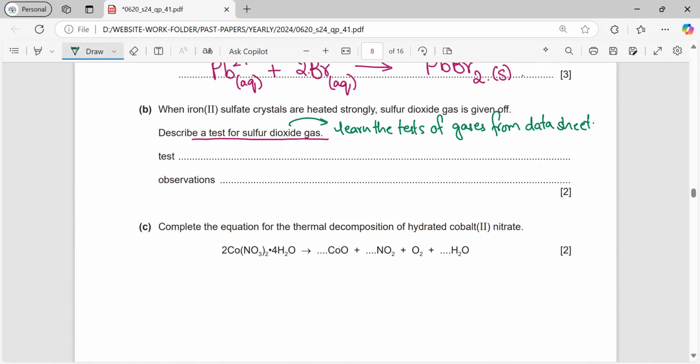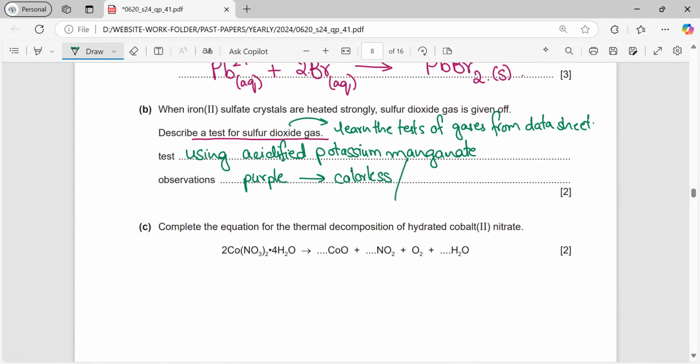Sulfur dioxide can be tested by using acidified potassium manganate. As we know, the potassium manganate color is purple, so due to the presence of sulfur dioxide, its purple color changes into colorless. It changes from purple to colorless, or you can also write that the purple color fades.